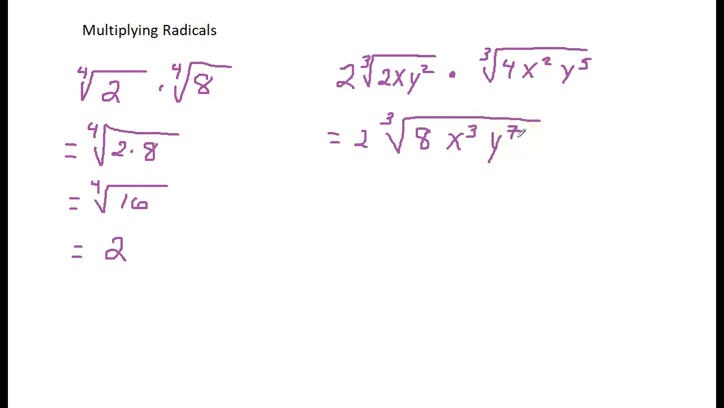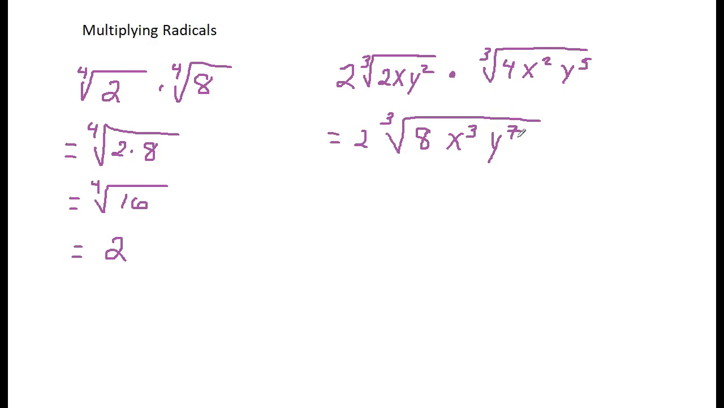Now, you notice the 8 is a perfect cube. It's going to give us a 2. The x cubed is a perfect cube. It's going to give us an x. But y to the 7th is not a perfect cube. What can I do with that?